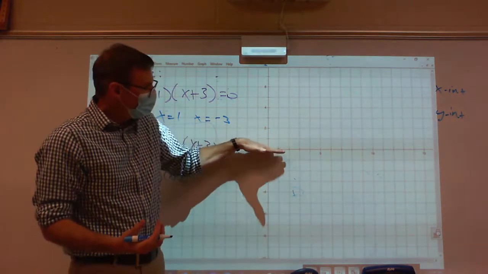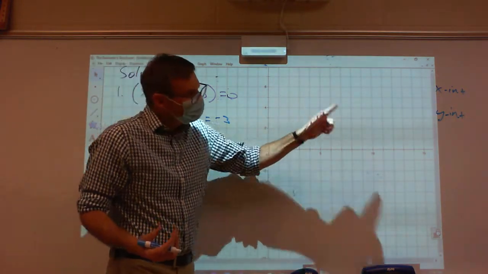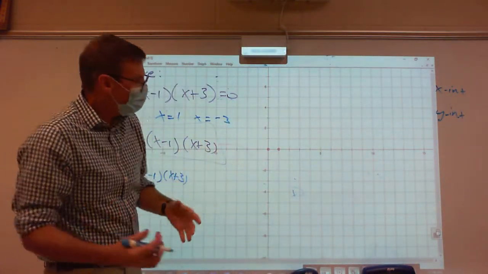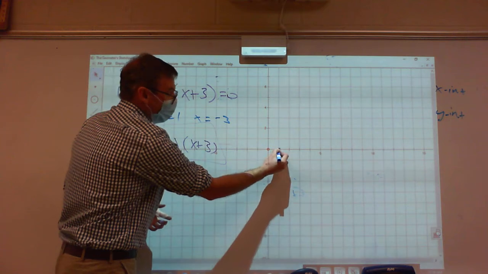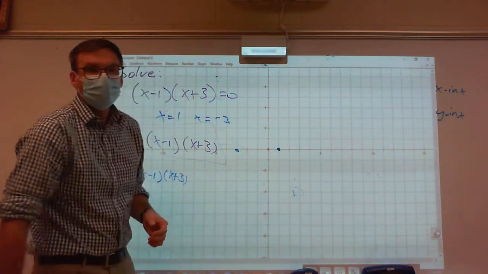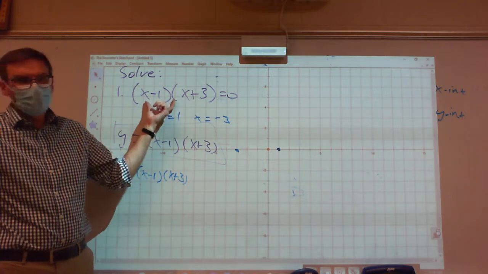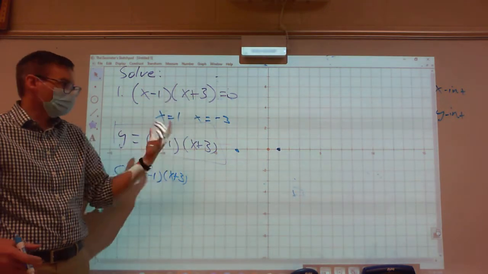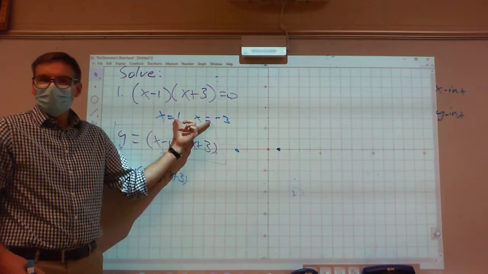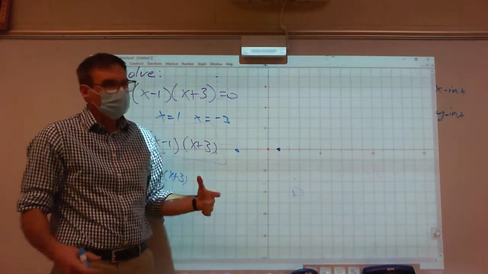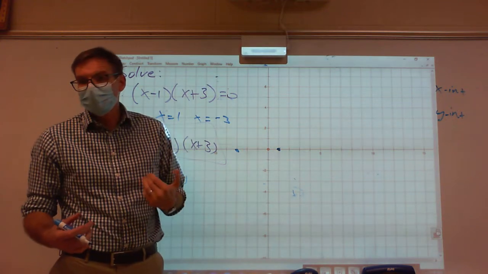Well, this is the x-axis, this is the y-axis. If you have x-intercepts at 1 and -3, that means this parabola is going to cross the x-axis at 1 and at -3. Right? So when we solved, we had this thing equals 0, and we found the two x values. What we found are the two dots where the graph crosses.